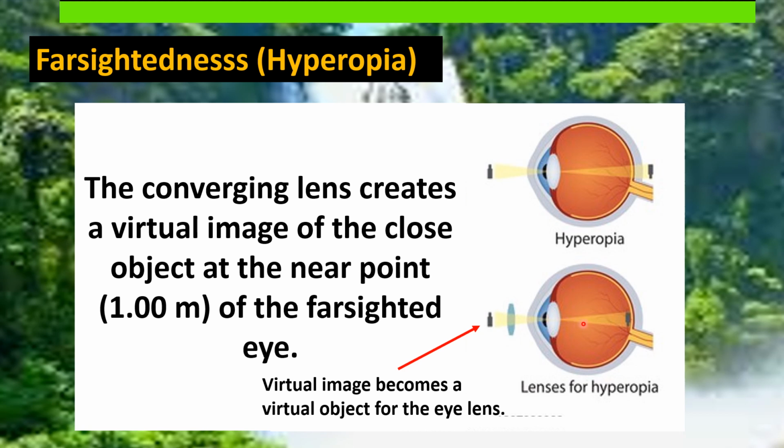With the help of the converging lens, the eye lens is able to form the final real image exactly on the plane of the retina, so that the hyperopic person can now see a sharp image of any close or near object.